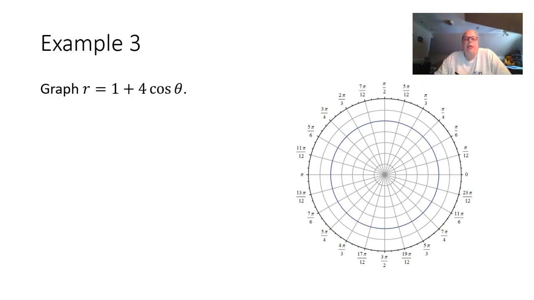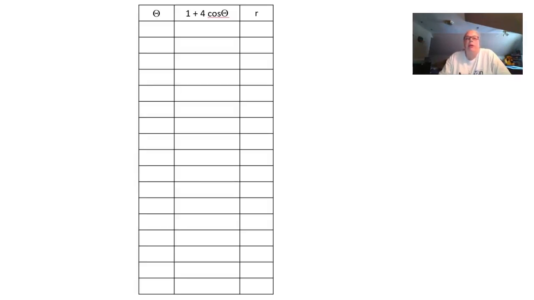Here's example 3. We're going to graph r is equal to 1 plus 4 times the cosine of theta, and I'm going to come over here and fill in the chart like I have been and plot the points. So remember, over here on the left will be all of the angles from the unit circle. In the middle, this will be what I put into my calculator, and I'll be sure I'm in radians. And then on the right, this will be the radius, the number of circles that I will move either forward toward my angle or away from the angle, depending on whether it's positive or negative.